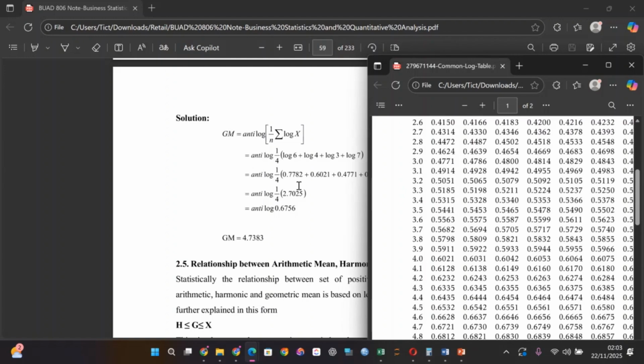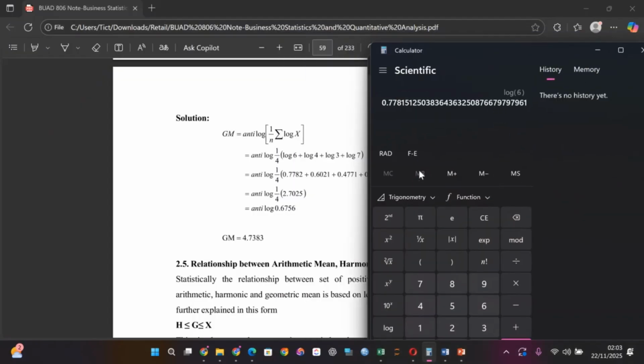Then you add it all together, and multiply 1 by 2 divided by 4, just like 2.7 divided by 4. If I do that with my calculator, I will have this. So by the time I get the logs from that table and add them up together, I have 2.7025.